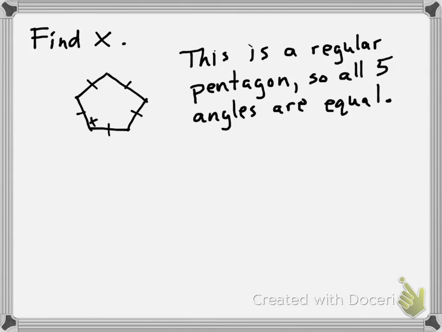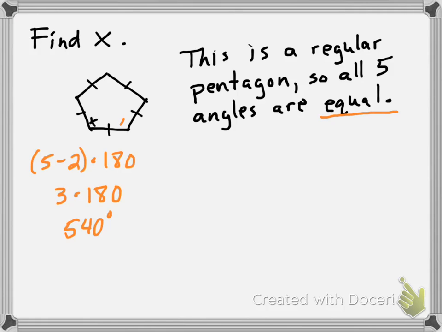The first thing I need to do is the same whether it's regular or irregular, and that's find the sum. It has 5 sides, so 5 minus 2 times 180. So that's 3 times 180. So the sum of the interior angles is 540 degrees. But that's not what I'm looking for this time. X is just one of these angles, not all of them. But all of them are equal. So if this one's X, that means this one is X as well, and so is this one, and this one, and this one. All of them are X.